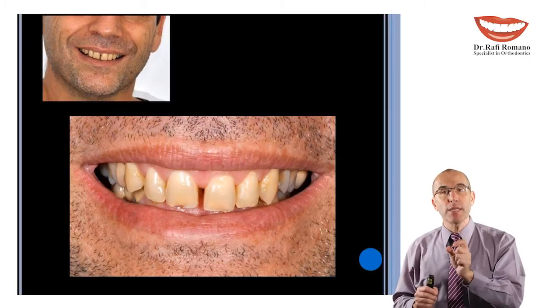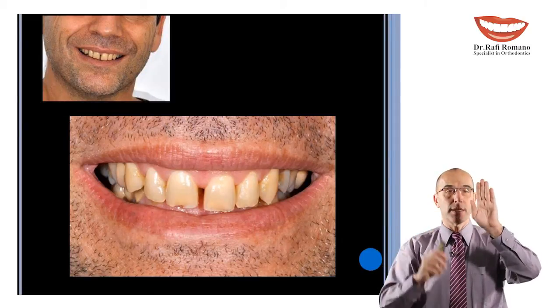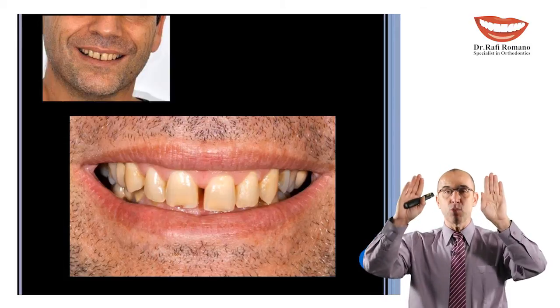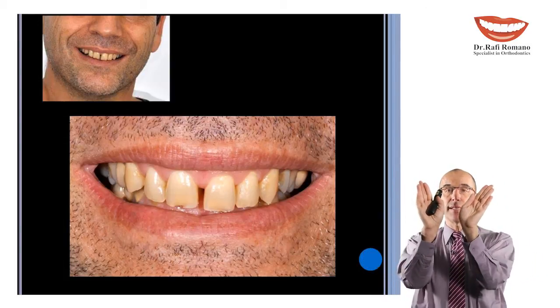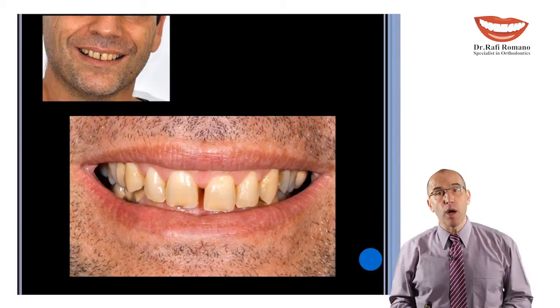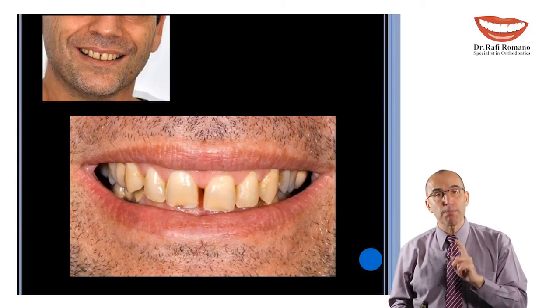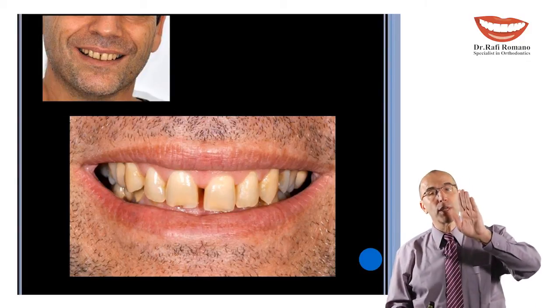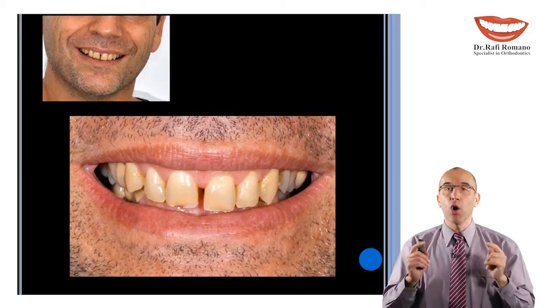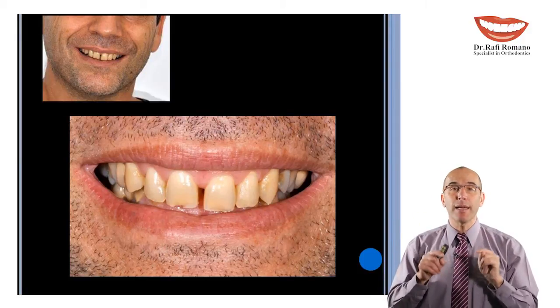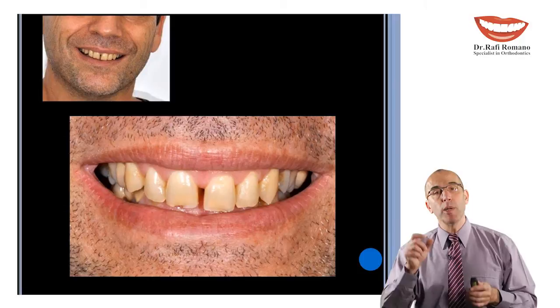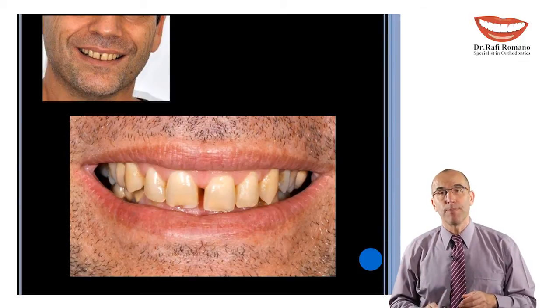We have space here. We want to close the space. By closing the space, we may get some tilting of the teeth. We may want to build some overcorrection for this tipping into the bracket placement. All of this has to be taken into account when we put the brackets on the model.